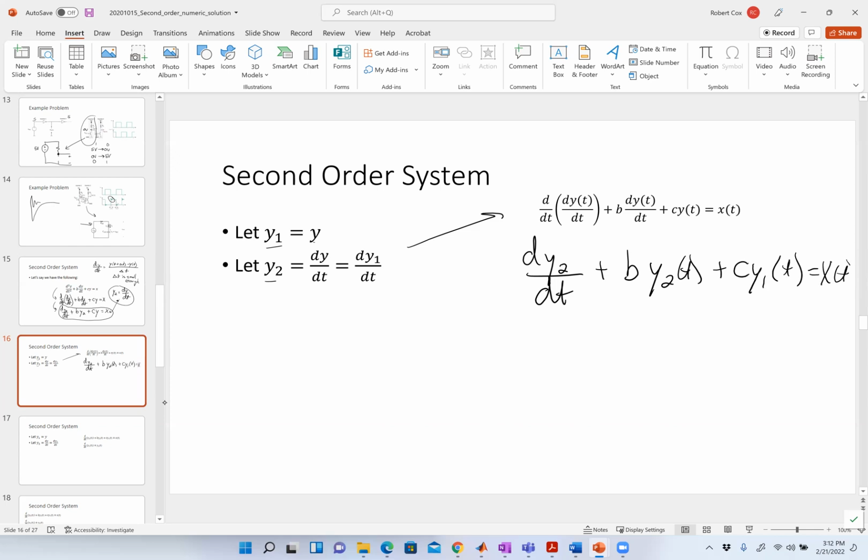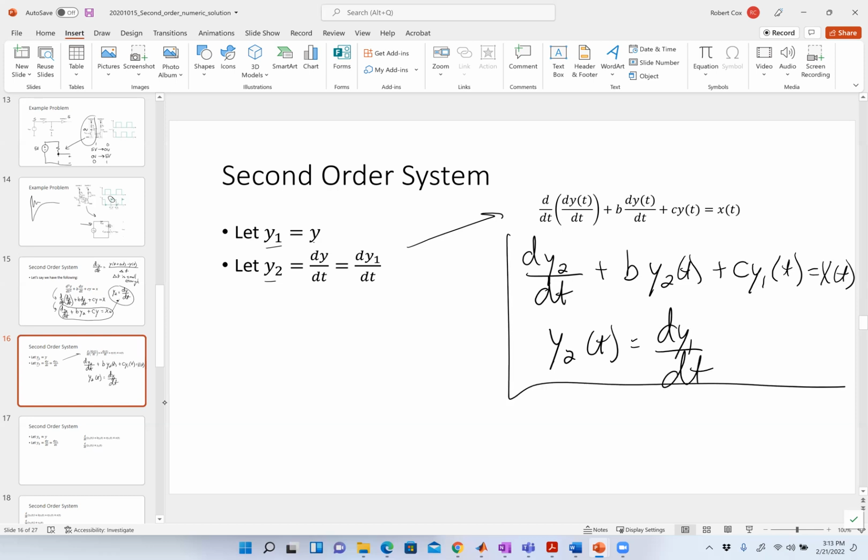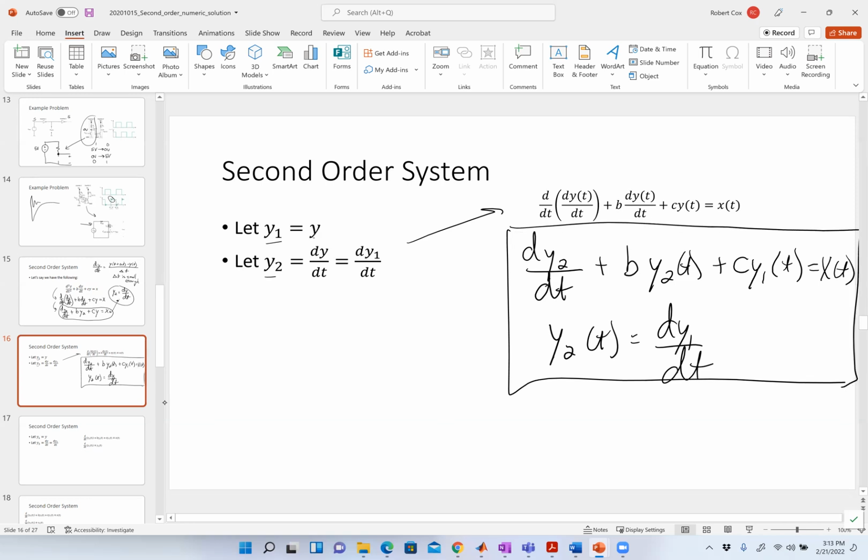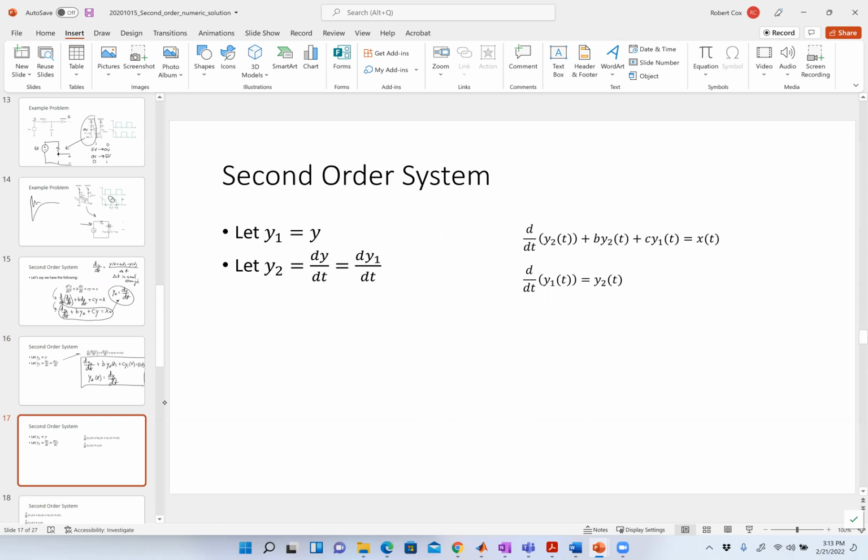Okay. This is one equation. And then I have y2 of t equals dy1 by dt. So I said I got a system of two equations that somehow needs to be made numeric. Okay. This is a lot easier to make numeric, because what do we say? The general definition of a derivative, basically, right? The general definition of a derivative is what?